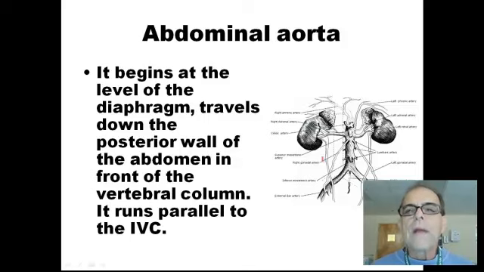We are going to talk about the abdominal aorta. The abdominal aorta is the principal artery of the abdominal cavity. It's the artery that gives branches to other organs, and it also gives branches to the lower limbs, the pelvic cavity and the lower limb.